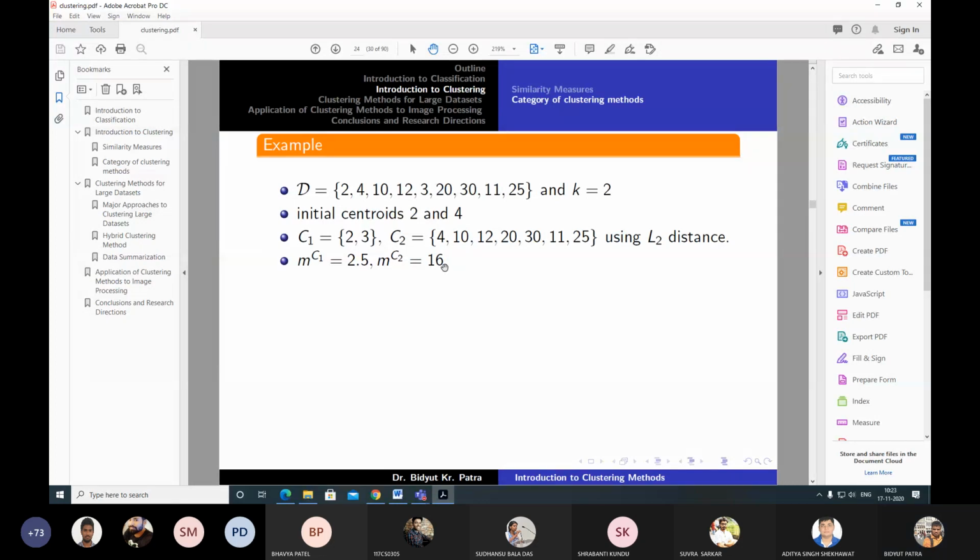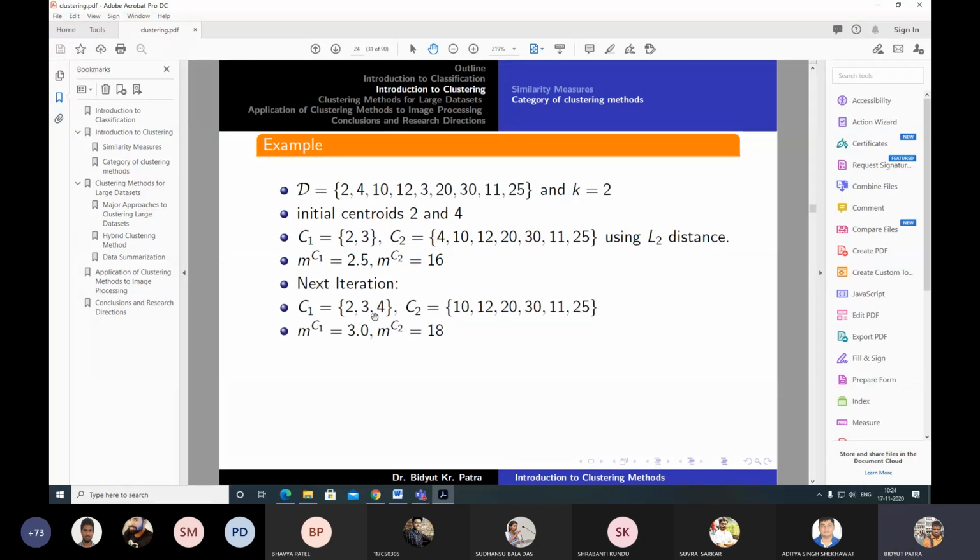Now again you consider these as the centroids. You compute the distance from 2 to 2.5 and 2 to 16, and wherever it is minimum, you assign the point to the corresponding centroid. Similarly, 4 to 2.5 and 4 to 16 will obviously be far. So now the points 2 and 4 will be assigned to C1. From 10 to 2.5 and 10 to 16, the distance will be much closer to 16. So from 10 onwards, all points except 3 will be assigned to centroid C2, and all other points will be assigned to C1.